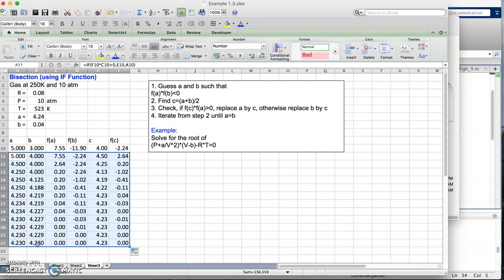And as a sanity check, the c, which is the average of these two, is exactly equal to a and b, and the f of c, which we claim is the root, is going to be 0, and you see that it is 0. So f of c is 0, c is the root, the average of a and b, and the stopping condition holds when a and b are equal. So I hope this is clear. This was the bisection method to solve for the root of a function using if statements in a spreadsheet.